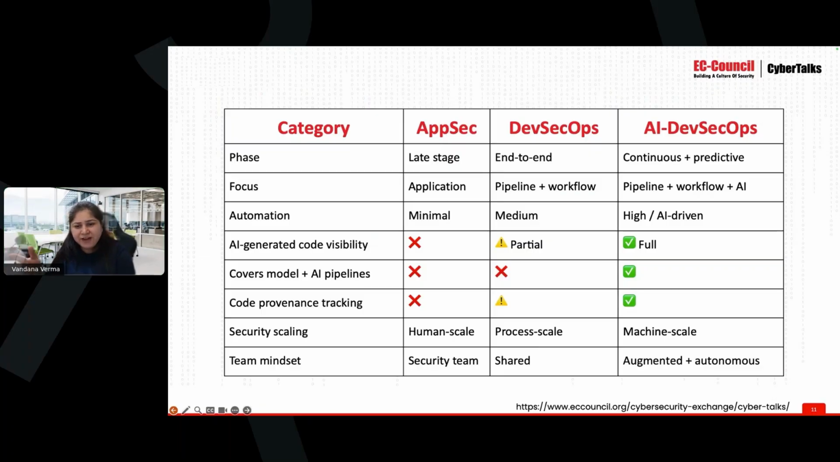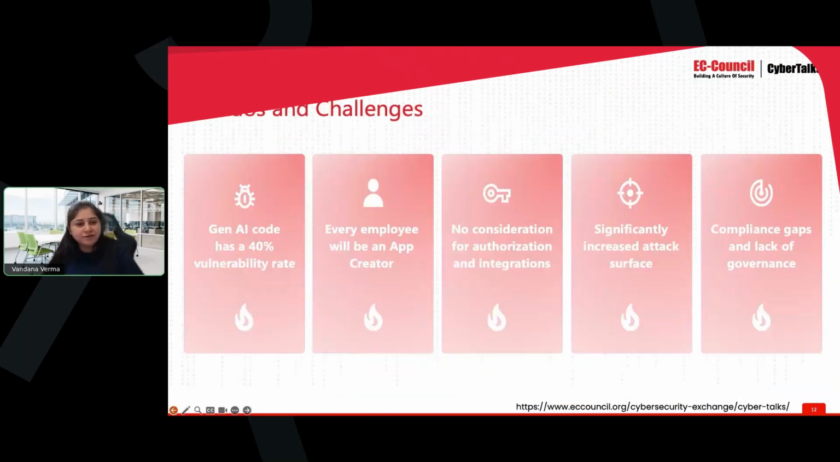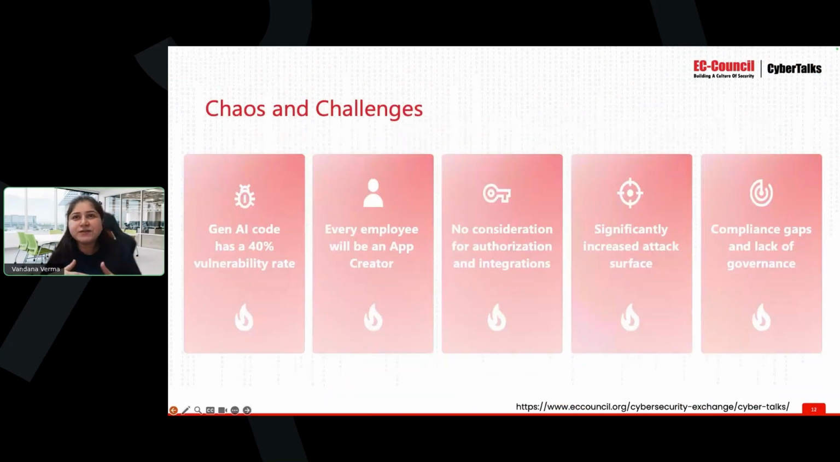So if AppSec says submit your code, DevSecOps says submit through CI, then AI DevSecOps says don't bother submitting, I already fixed it, tested it, and deployed it. That seems so nice, right? But then we still have issues. We've seen all these chaos and challenges.